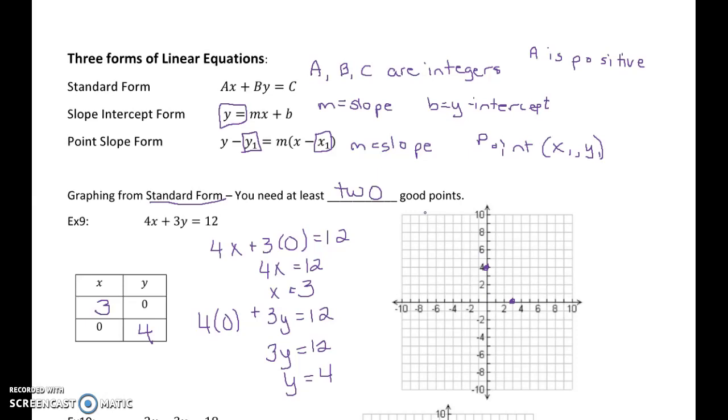With those 2 good points, hopefully you have some sort of straight edge. Connect them, excuse my digital handwriting, with a straight line, and you have your graph. So if your equation's in standard form, you just need 2 good points. You can get those 2 good points by plugging in 0 for x and solving for y and vice versa. Plot those 2 intercepts and you've got your graph.